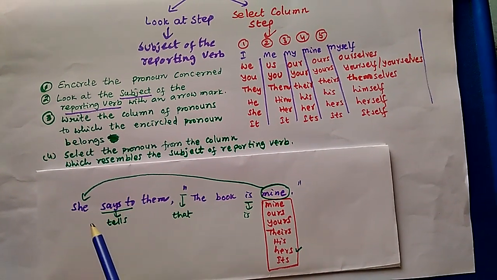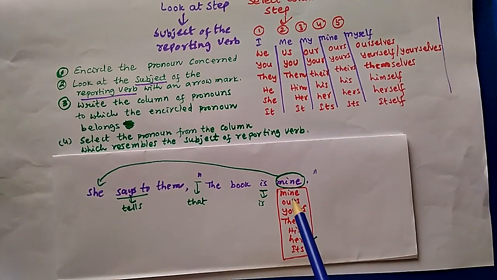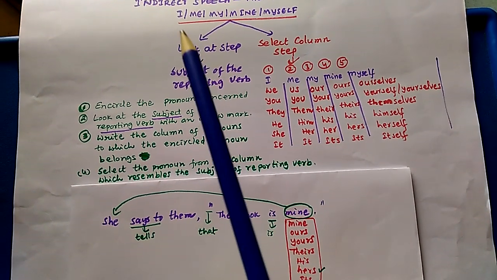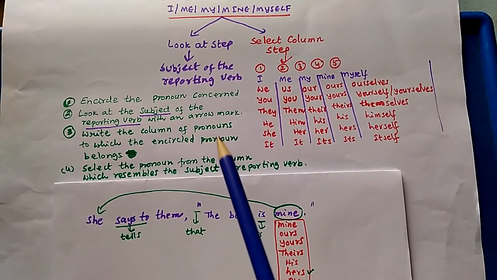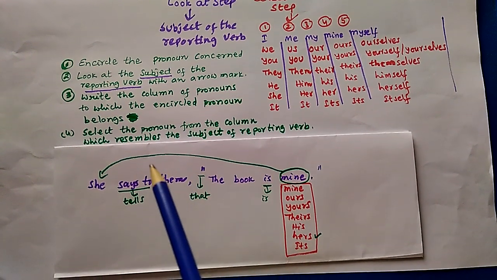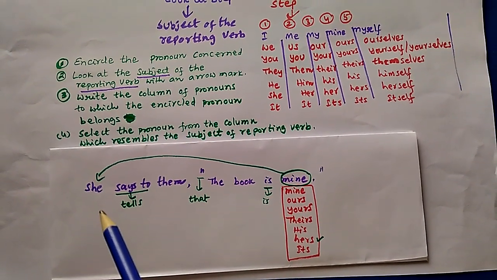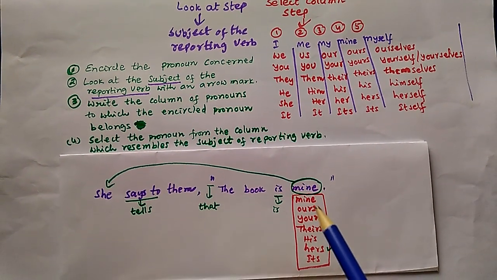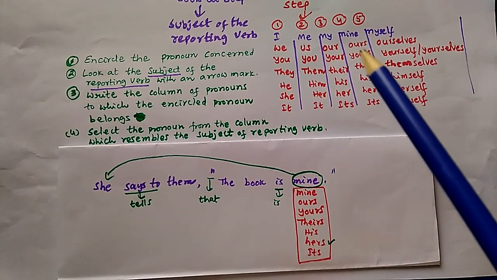And next example, he says to them, inverted commas, the book is mine. Here the pronoun to be changed is mine. Whenever we have I, me, my, mine, myself, we have to look at the subject of the reporting verb. So mine is encircled as a first step, and we have looked at the subject with an arrow mark. So mine shows the she. And then as a third step, we have to write the column of the pronouns to which this encircled pronoun belongs. Here, mine belongs to this fourth column.